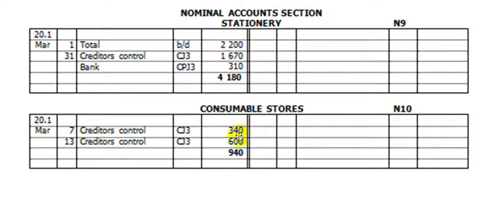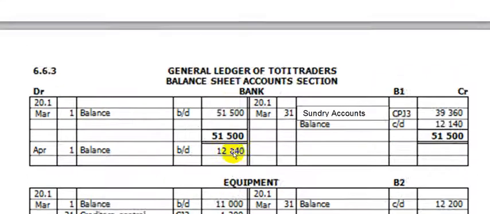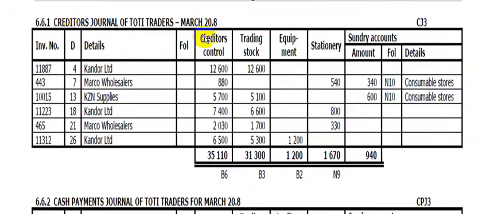Consumable stores is an expense. Expenses go up on the debit side. That's why we posted it on the debit side. It happened on the 7th and the 13th. Creditors control, because that's what went up. We took it from our CJ3, and there the amounts of 340 and 600, which is 940. We've basically now, gentlemen, posted everything from our creditors journal onto our ledger.